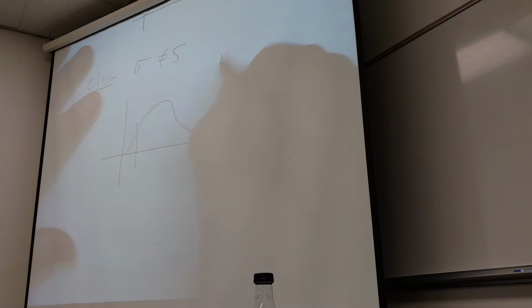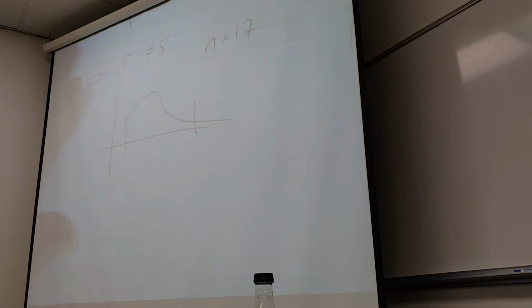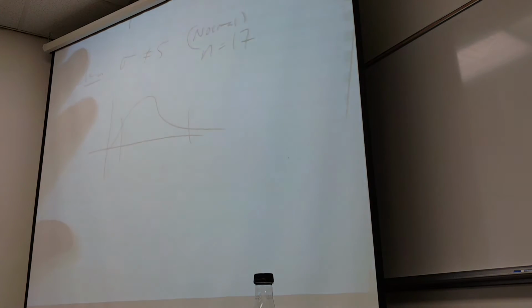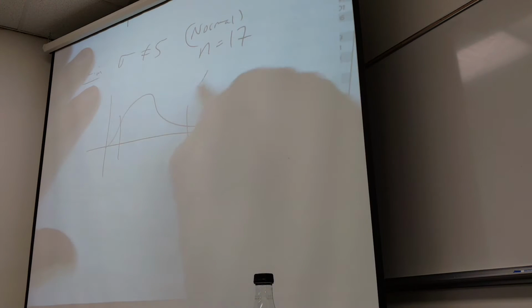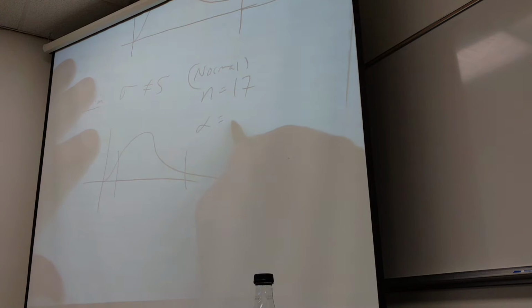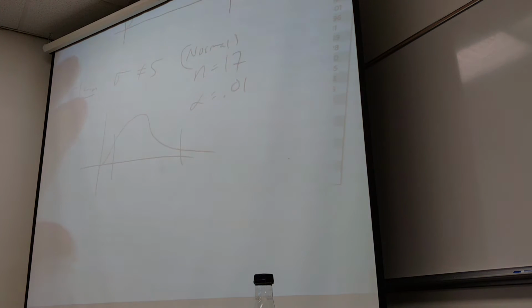Let's say that n is 17. It's known to be normal. Let me put that in the background here. N is 17. And let's say that alpha is, what, Jeff? I don't know, man. What are you always asking me these things? 0.01. Sure. I like it.